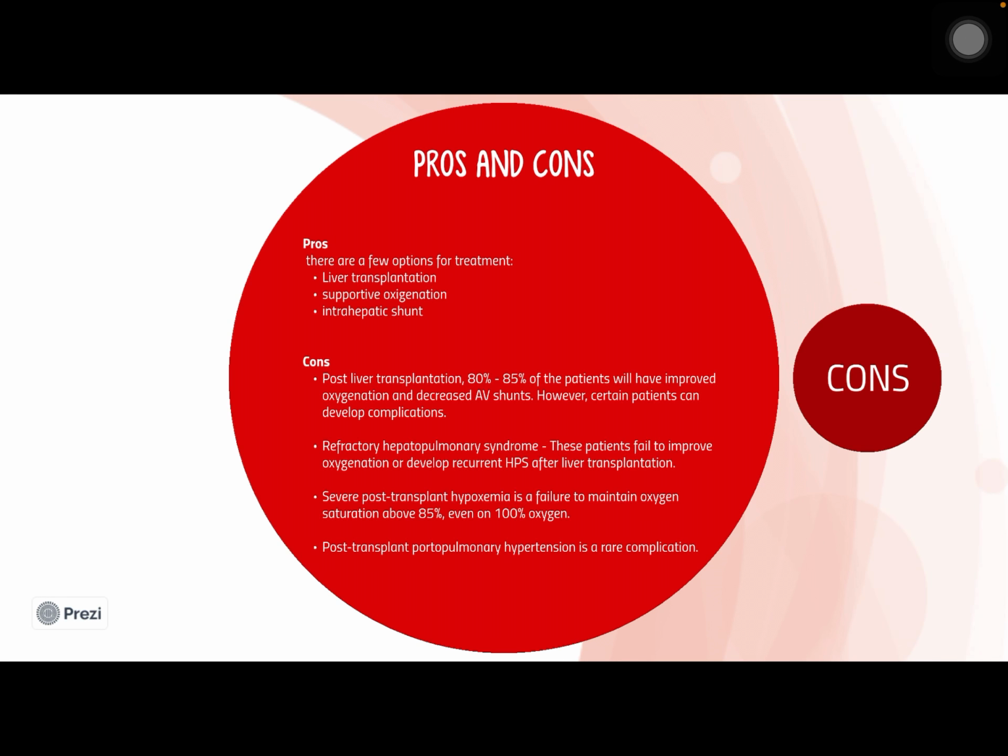The cons: post liver transplantation, in 80 to 85% of patients will have improved oxygenation and decreased AV shunts. However, certain patients can develop complications. These complications are refractory hepatopulmonary syndrome, where patients fail to improve oxygenation or develop recurrent hepatopulmonary syndrome after liver transplantation. The second one is severe post-transplant hypoxemia, a failure to maintain oxygen saturation above 85%, even on 100% oxygen. The last one, which is more rare, is post-transplant portopulmonary hypertension.